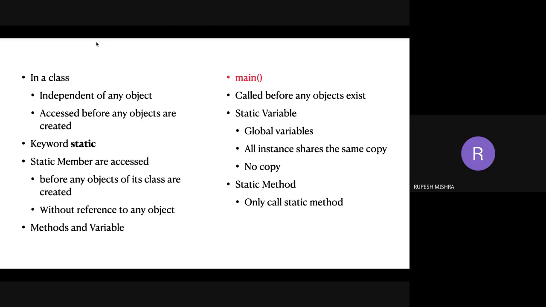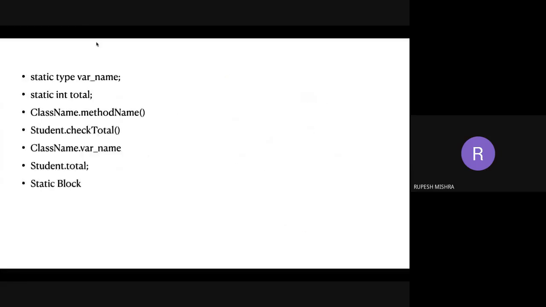Static methods, you call only with the static keyword. Static methods can only access static data. There is no need of writing a reference because there is only one copy. Then this is the way we use everything.